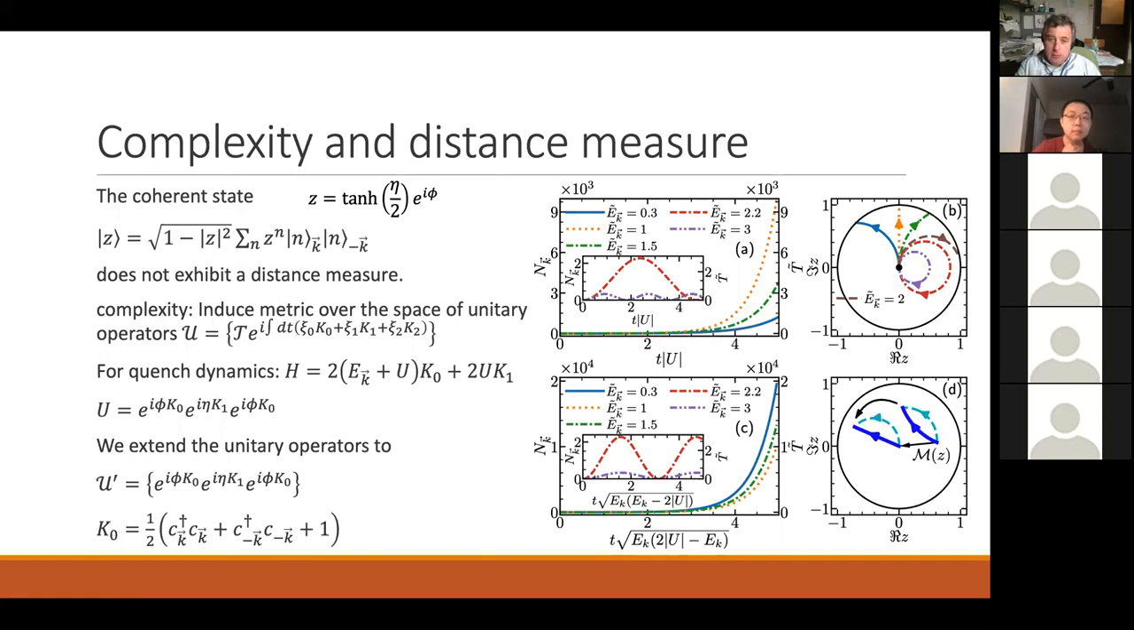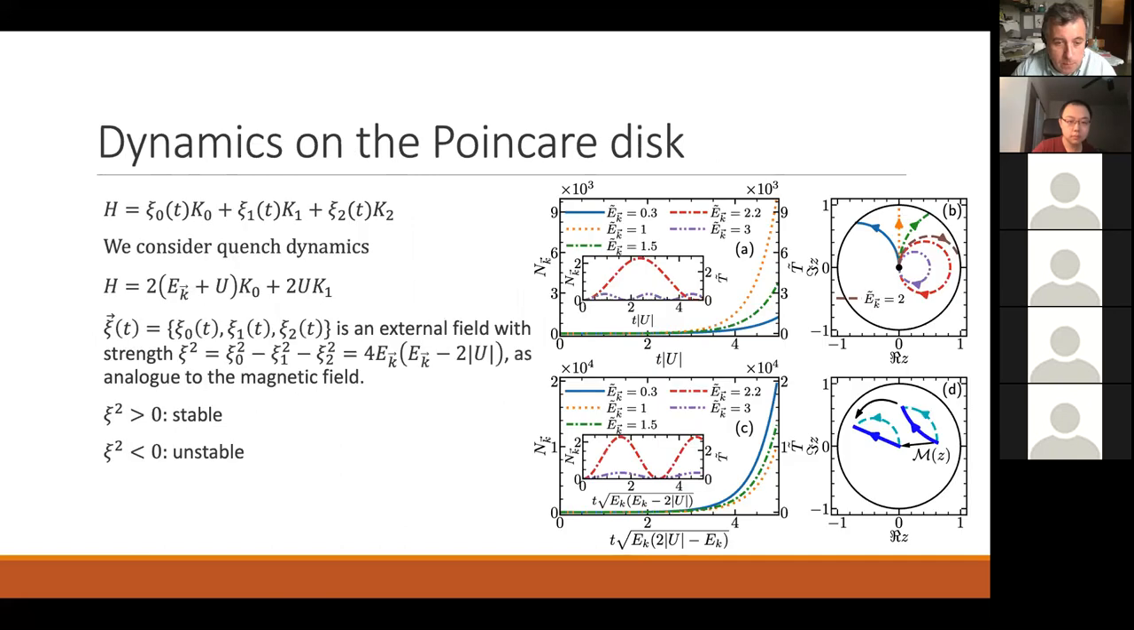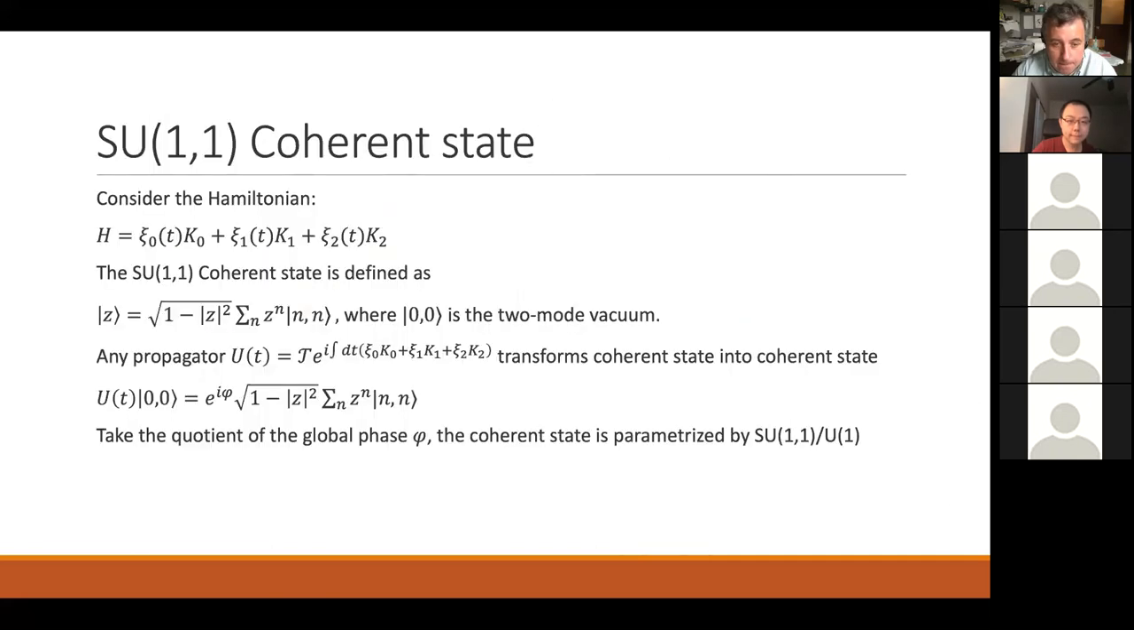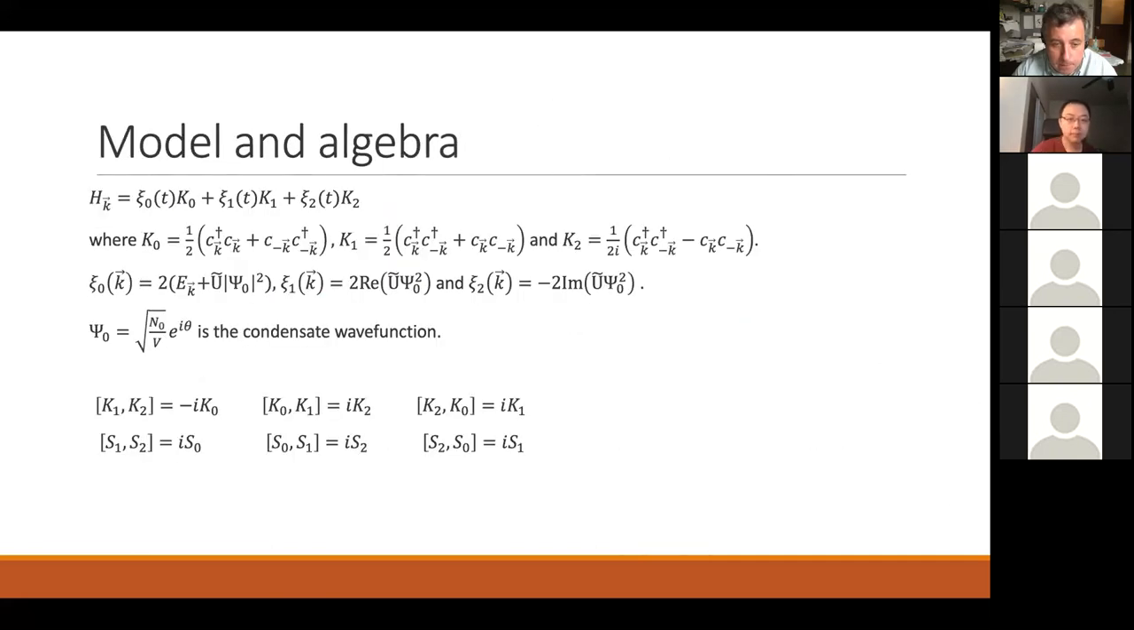So Nima, K0 here is already a generator for this U1. Basically, originally we needed three parameters. To simplify the discussions, this global U1 phase is not important. Then we made use of this two-dimensional representation, which is precisely the so-called Poincaré disk.